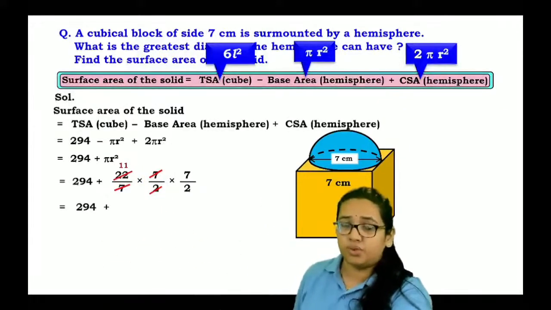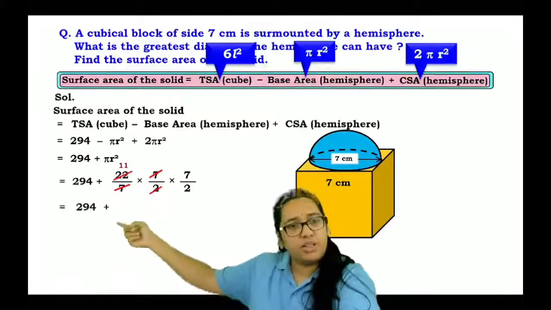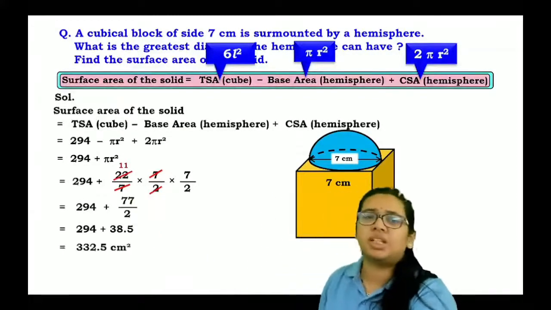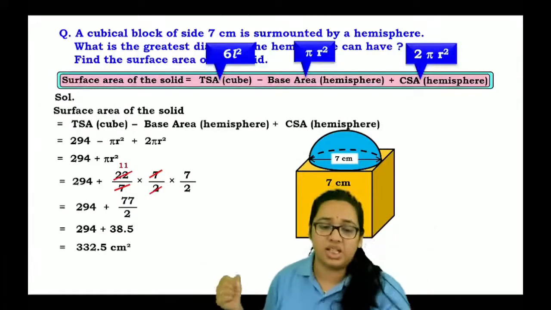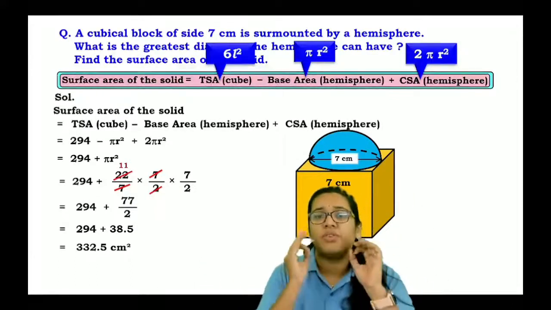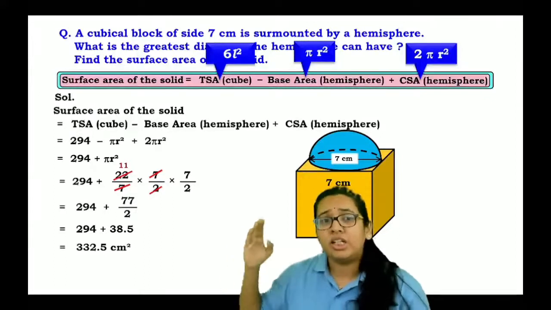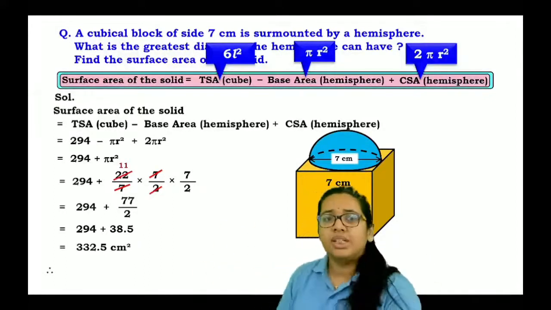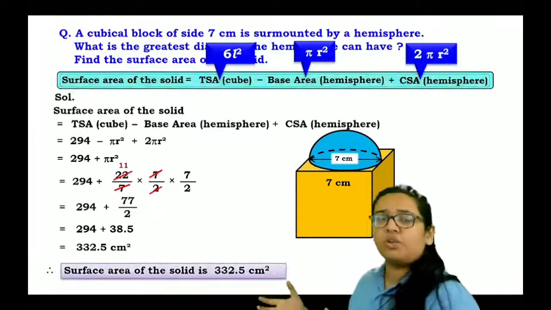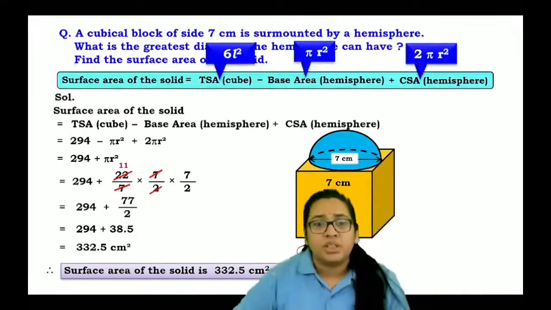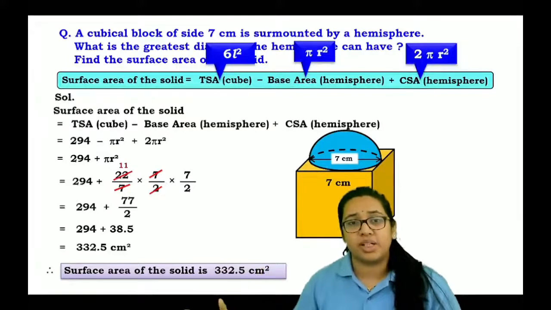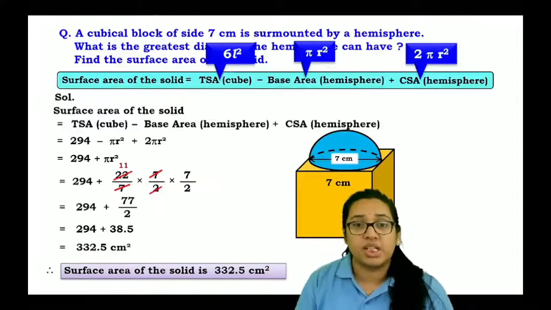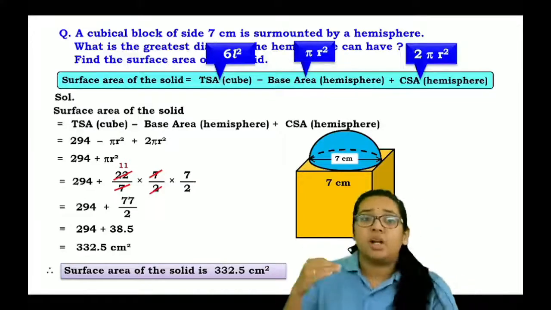So we just have to find out the value of 294 plus 77 upon 2, which is nothing but 294 plus 38.5. So the final answer will be 332.5 square centimeter. Done up to this. That is, the surface area of the solid is nothing but 332.5 square centimeter.